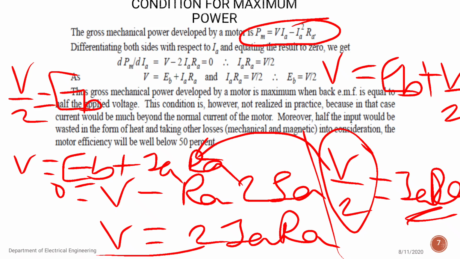That condition is not realized in practice, because in that case our current is beyond the normal current of the motor. So practically this is not possible. Half of our input will be wasted in the form of heat as well as other losses, such as mechanical and magnetic losses. So the motor efficiency will always be below 50%. So this is the condition for maximum power.